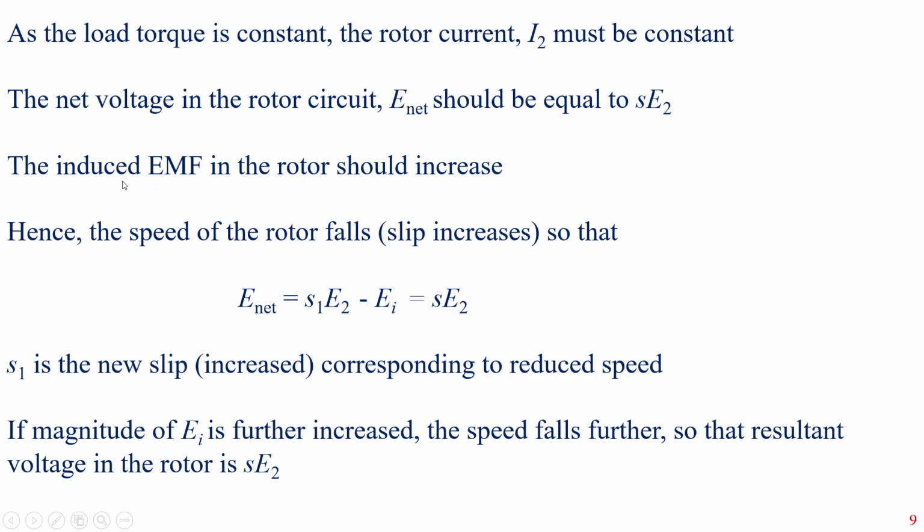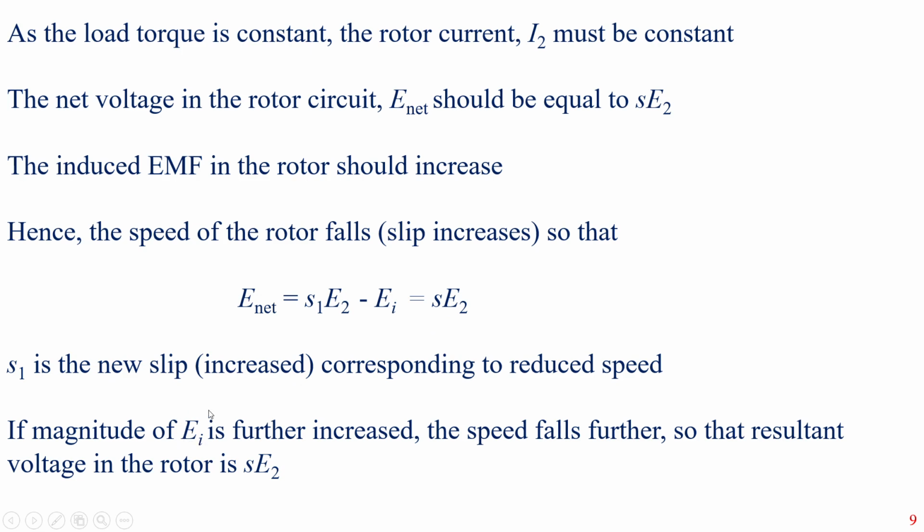So the induced EMF in the rotor circuit should increase. Hence, the speed of the rotor falls so that S1E2 minus EI equals SE2. S1 is the new slip corresponding to reduced speed.